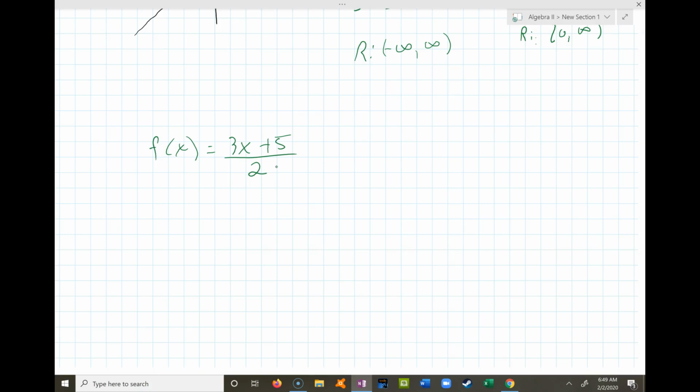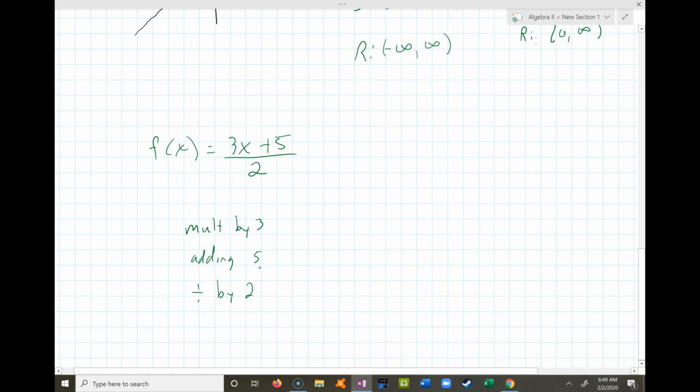Well, all the stuff we've talked about could help. Switching the x and y doesn't really help you come up with the equation necessarily. But the inverse operations could help. Because in this equation, you'd ask yourself, what am I doing to the x? I am multiplying by 3. I'm adding 5. And I'm dividing by 2. So those are the 3 operations that I'm doing.